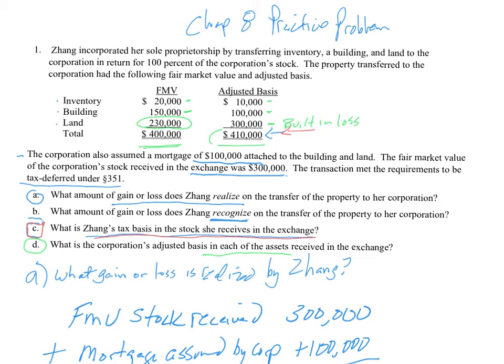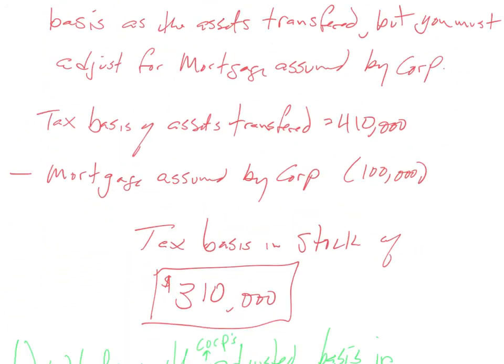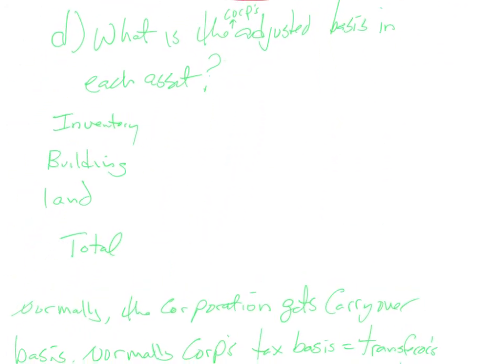Now, if this were a situation where each one of these assets had a built-in loss, then we would allocate that built-in loss ratably across the assets. But that is not the situation that we have. What we have here is the built-in loss can be clearly attributed to only the land. So let's scroll down here and we'll write down what we just figured out.